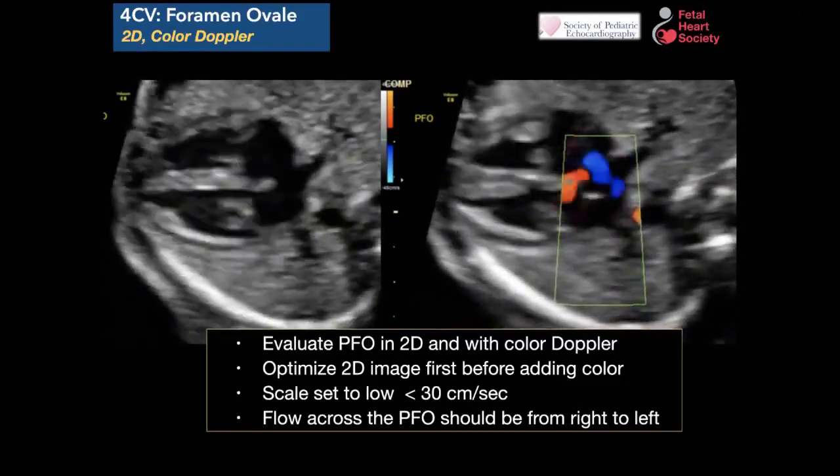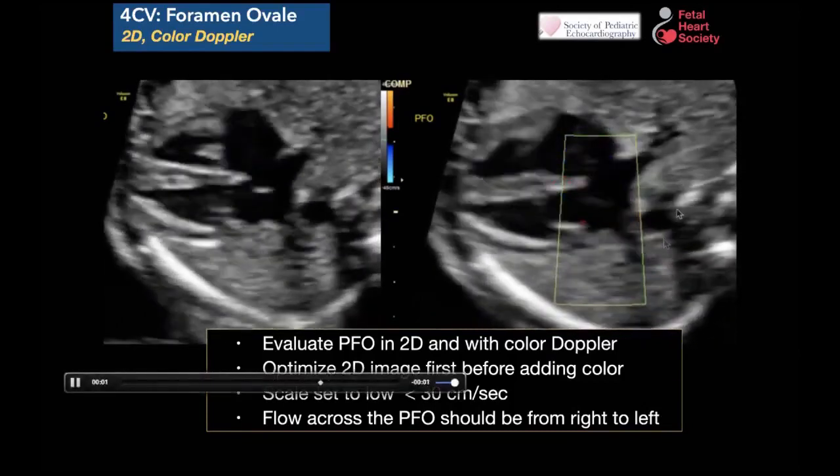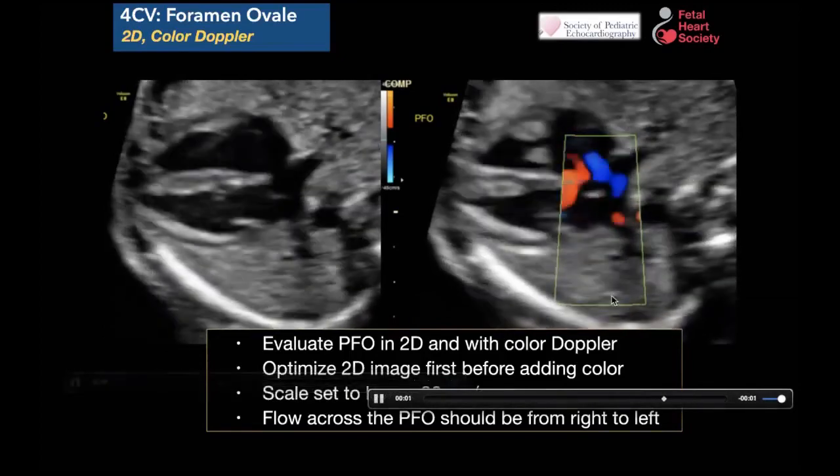It should be from right to left. So here you can see it in grayscale really nicely from right to left, and with color, it pretty much confirms the direction of flow.